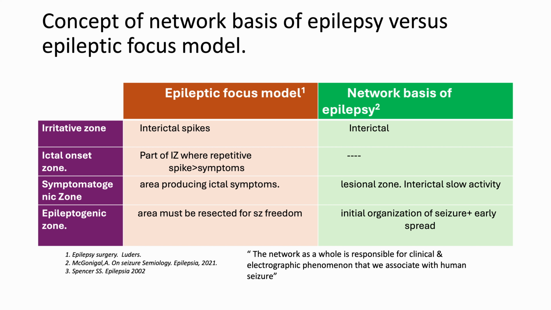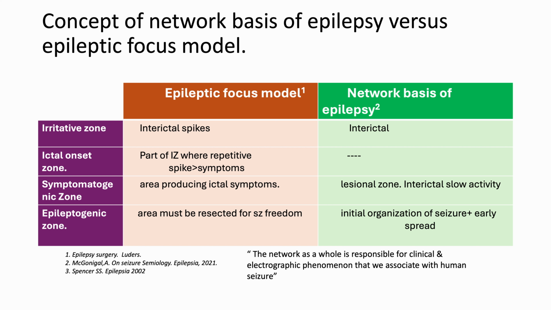Lüders was a leading person who published a lot about it. He distributed the epilepsy regions into the irritative zone through to the epileptogenic zone. The bottom line was they recommended that the epileptogenic area is the one you have to resect for complete seizure freedom. That concept started to change with stereo EEG electrode use. Spencer eloquently talked about it. He said that the network as a whole is responsible for the clinical and electrographic phenomena that we associate with human seizures. So they introduced the idea that epilepsy is a network disease.